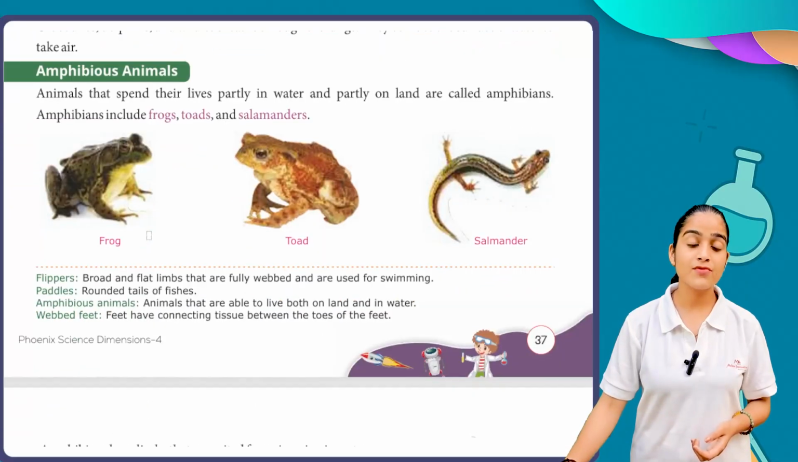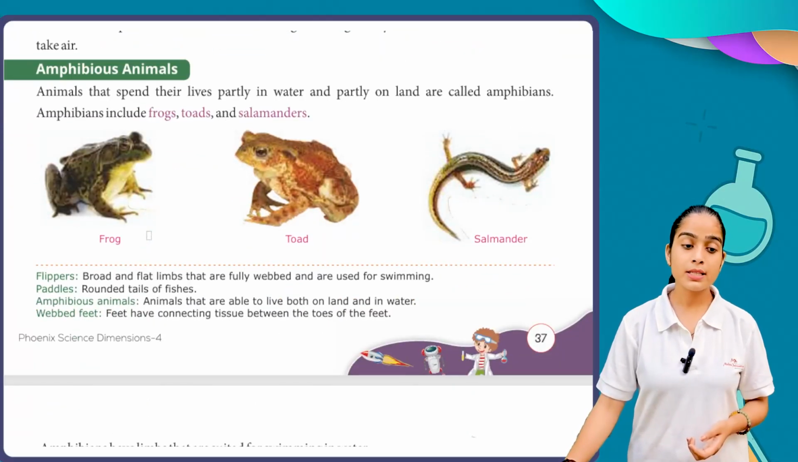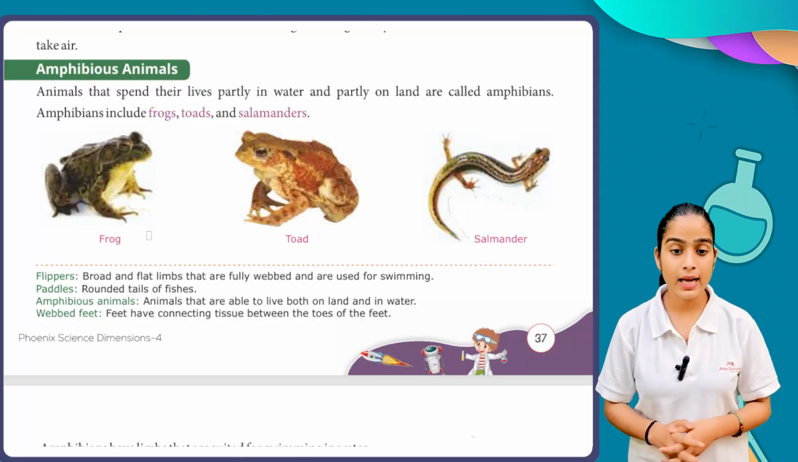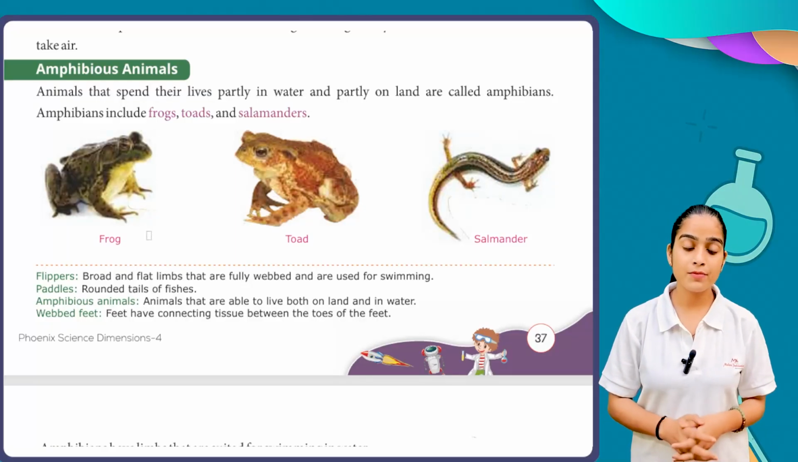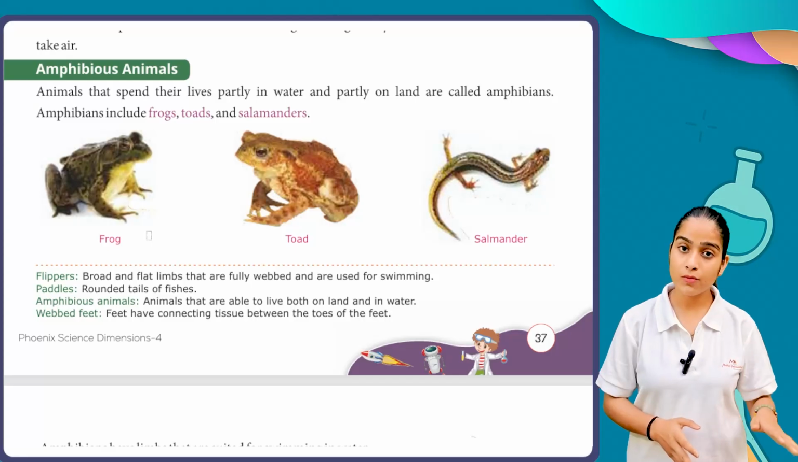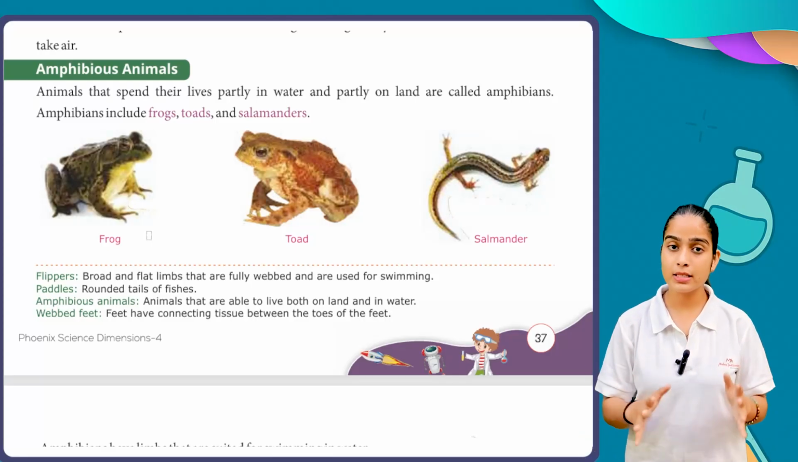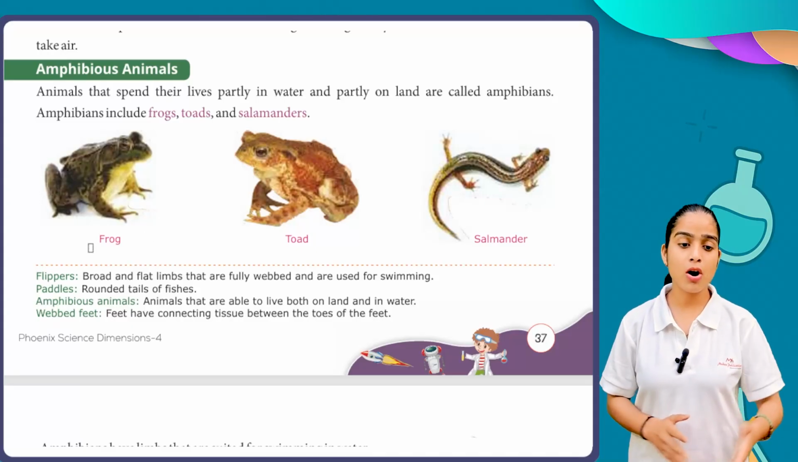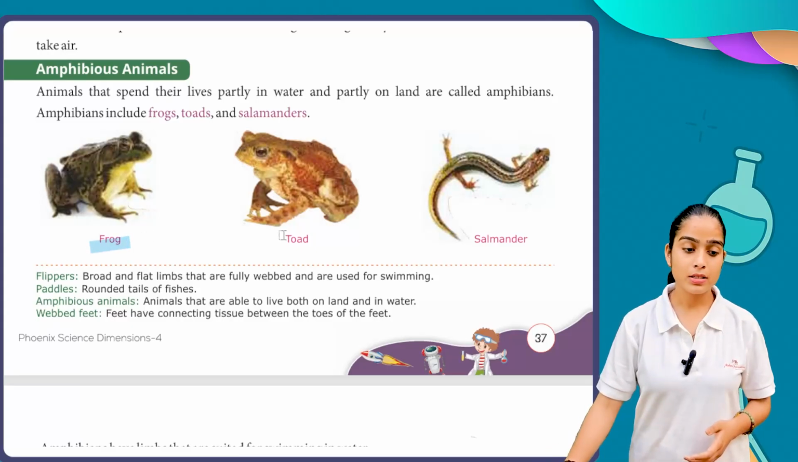Next, we have amphibious animals. Animals that spend their lives partially in water and partially on land are called amphibians. Amphibians include frogs, toads, and salamanders. So those animals who can live inside the water and also live on the land are referred to as amphibians. And the examples we have are frogs, toads, and salamanders.